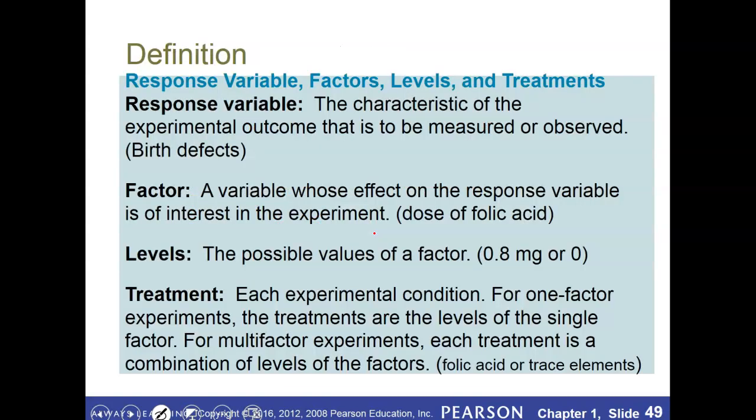All right, so just different things for us to think about when we're in a designed experiment. A response variable is the characteristic that we're looking for. In this particular example that we've been talking about, it is birth defects. So the response variable would be, did we cut down on the number of birth defects of the babies? The factor would be the variable whose effect on the response variable is of interest in the experiment. So we're specifically looking, does folic acid cause birth defects to decrease? And so the factor would be folic acid.